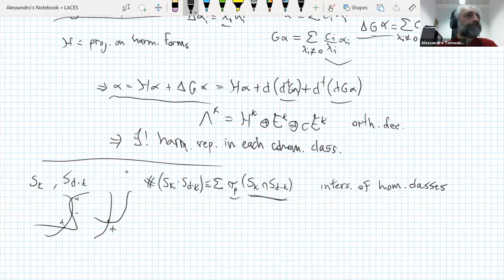A couple more definitions. You can show, and I will skip the proof here, that for each S_K there exists something called the Poincaré dual of S_K, which lives in cohomology. This is a bit like the Riesz theorem in the theory of Hilbert spaces.